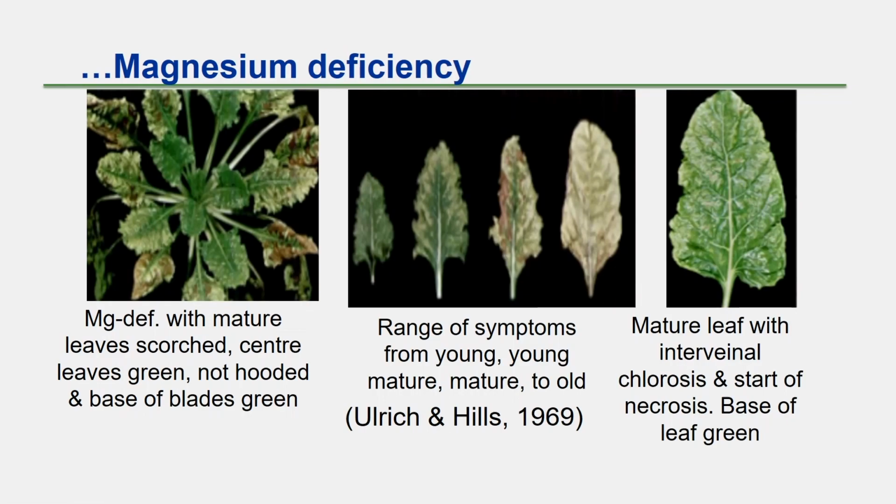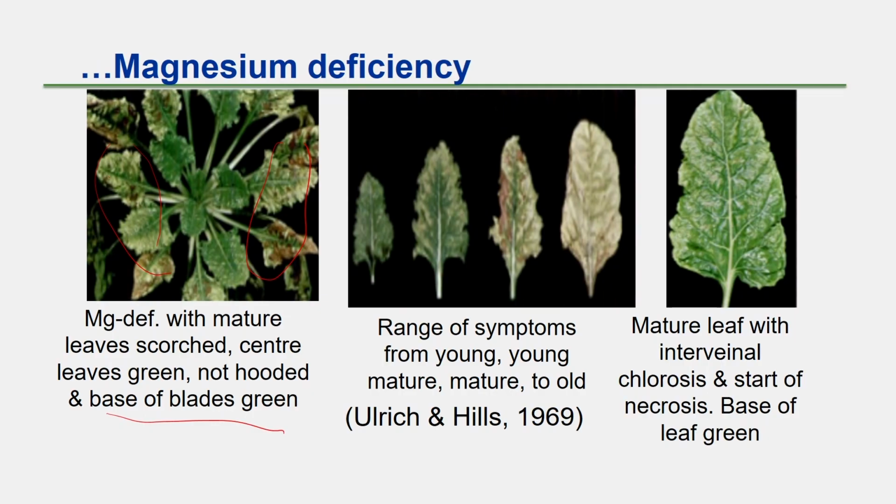Now see the deficiency symptoms of magnesium in pictures. Magnesium deficiency with mature leaves. You can see here these kinds of symptoms are quite prominent. You can see interveinal chlorosis is happening, and center leaves green, not hooded, and base of blades green.